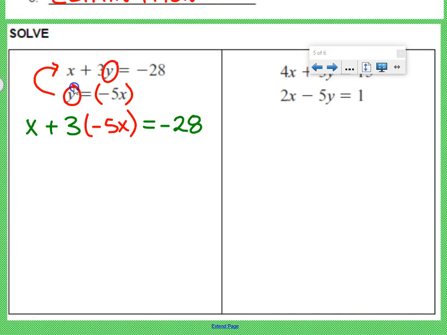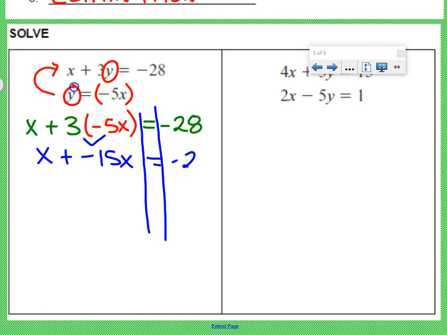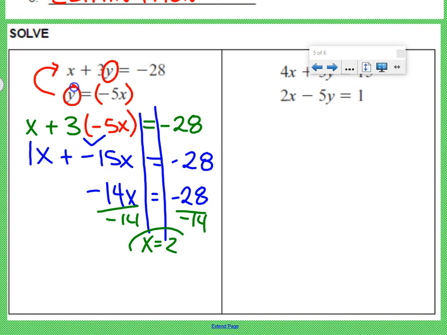Now we just need to solve for x using our solving equation skills. 3 times -5x is -15x. Bring down the x. And equals -28. Combine like terms, 1x plus -15x is -14x equals -28. Divide both sides by -14, and we get x equals 2.